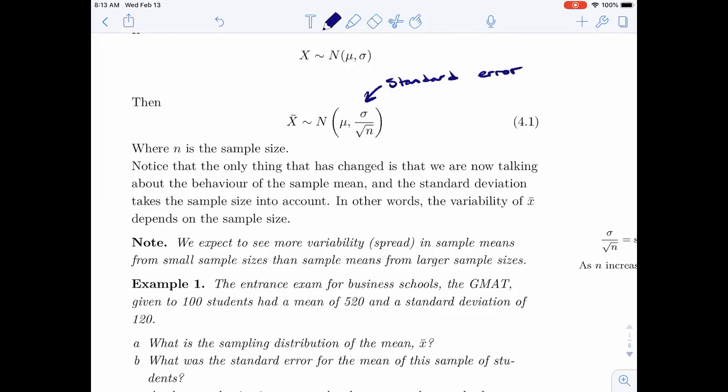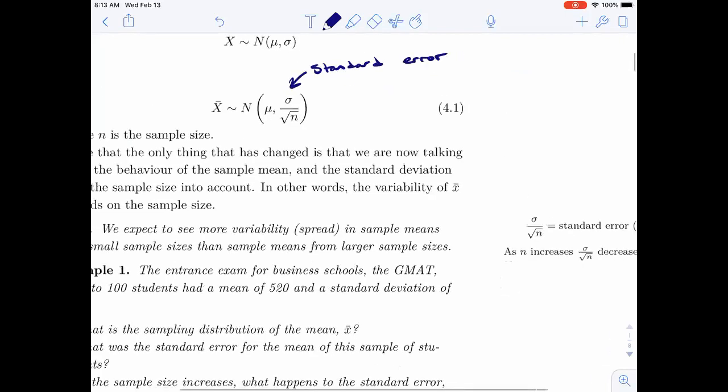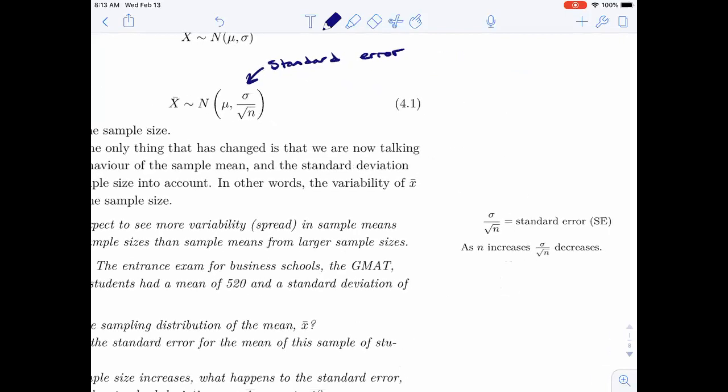Okay? Then I've got a note over here just saying that sigma over root n is the standard error, which we'll abbreviate SE. And as n increases, sigma over root n decreases.